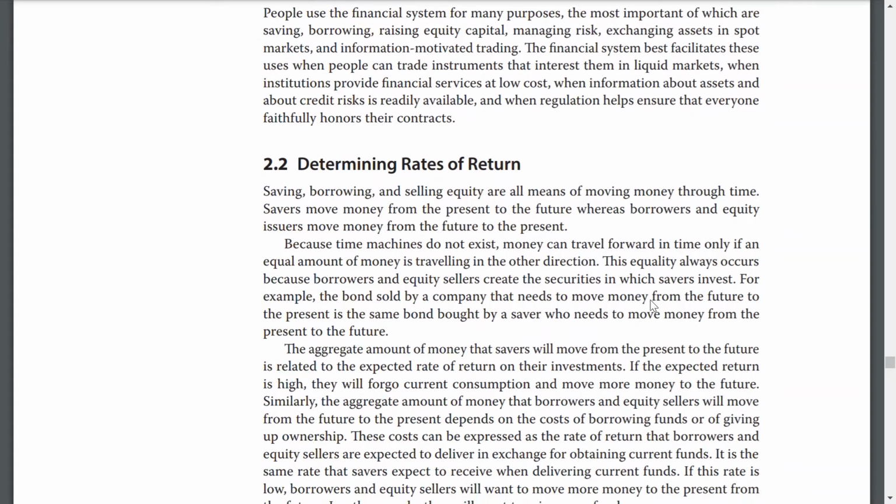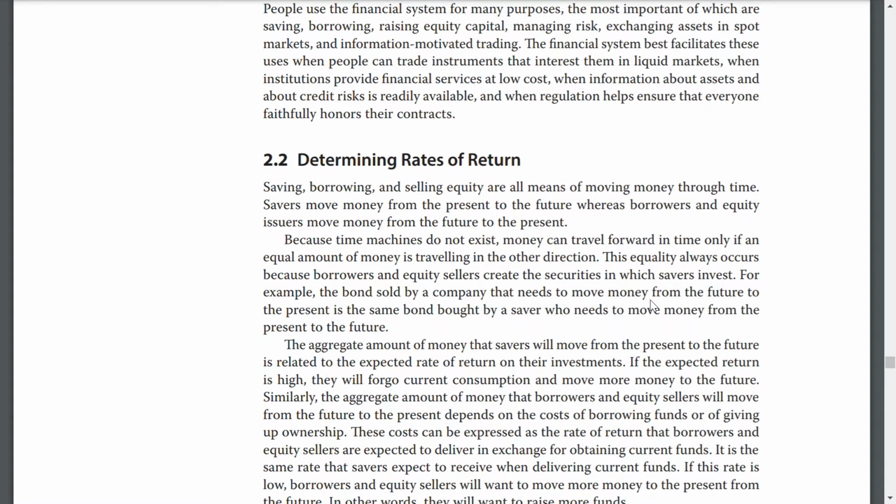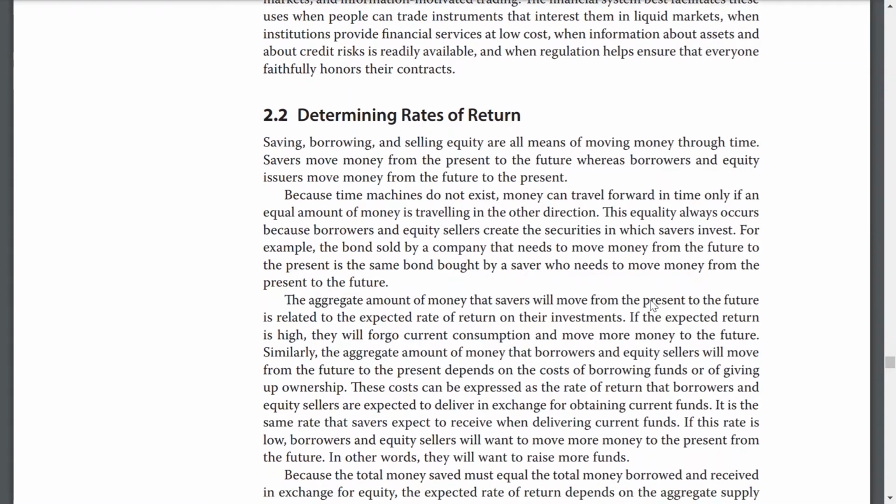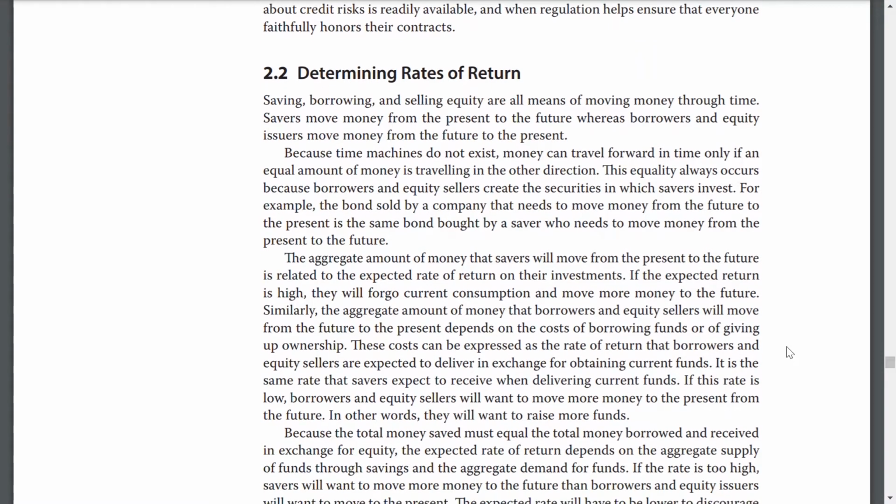Saving, borrowing, and selling equities are all means of moving money through time. Saving moves money from the present to the future, whereas borrowing and equity issuers move money from the future to the present, because time machines do not exist. Money can travel forward in time only if an equal amount of money is traveling in the other direction.